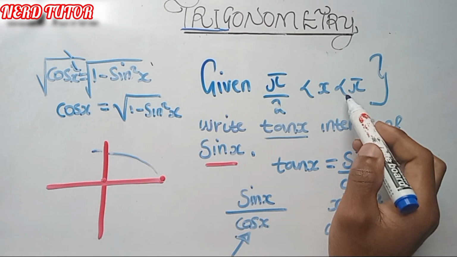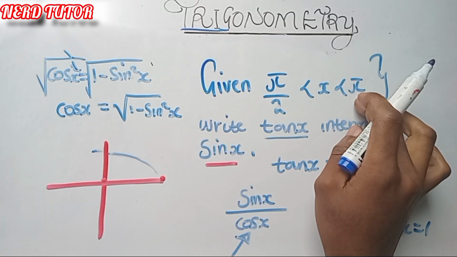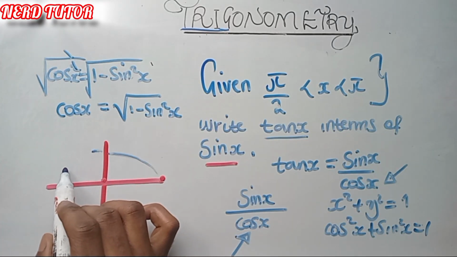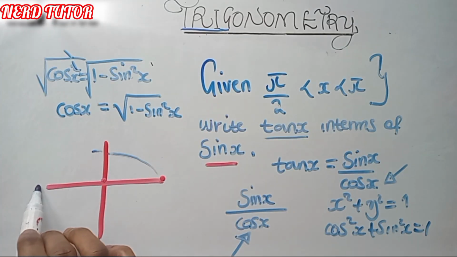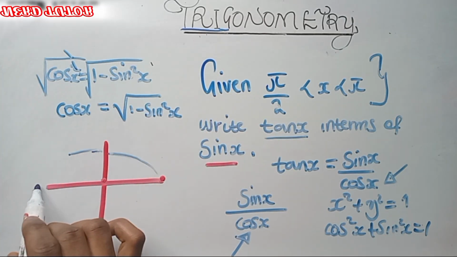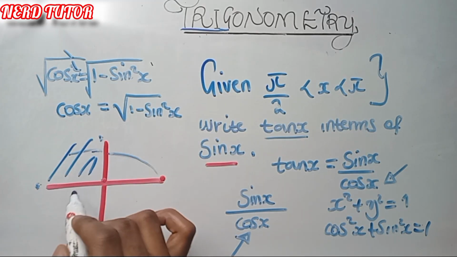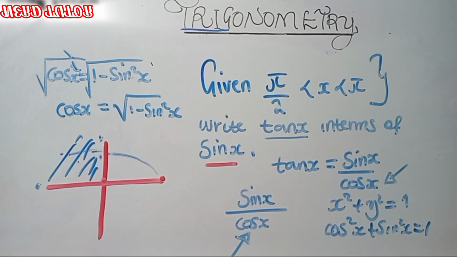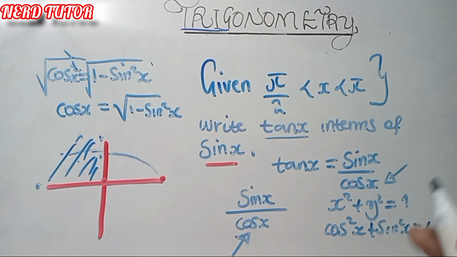And they are saying that it is less than 180, pi, it is 180 degrees. Meaning it is less than 180. It means this value of x is not reaching here. It is just in between, from here to here. It is just here in the second quadrant. So what happens in the second quadrant here? Is cos negative or is cos positive?